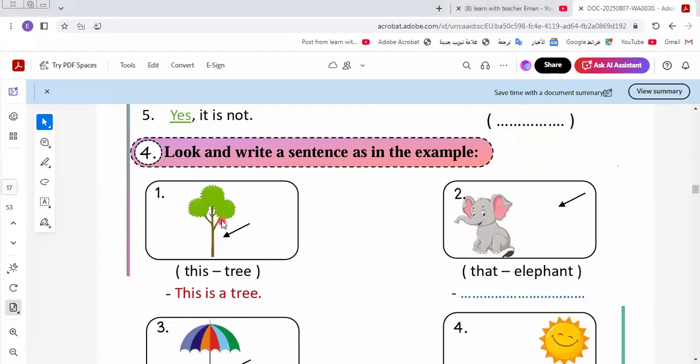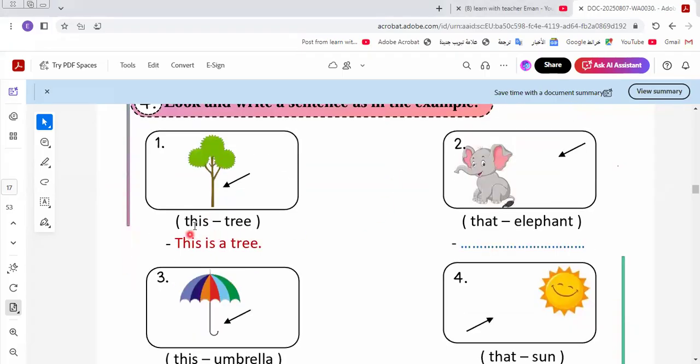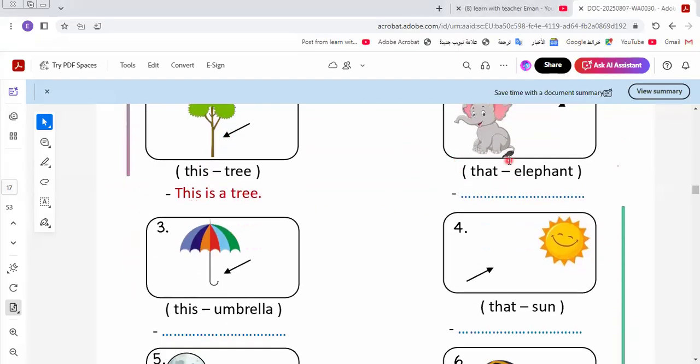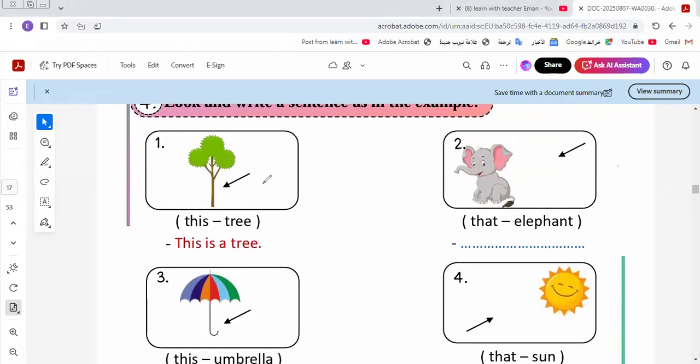Here we say look and write the sentence as in the example. Here we say this is a tree. The arrow is referring to the tree that is near him. So here is the elephant. The elephant here is far from me. So the answer would be: that is an elephant. Okay, this is the answer.